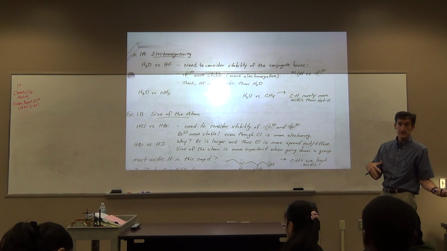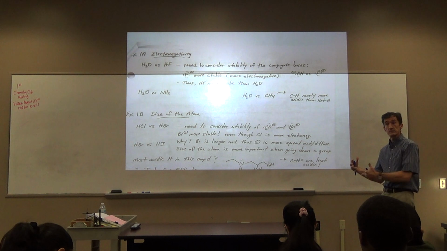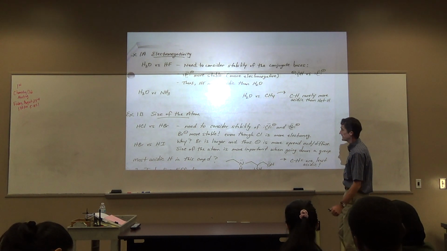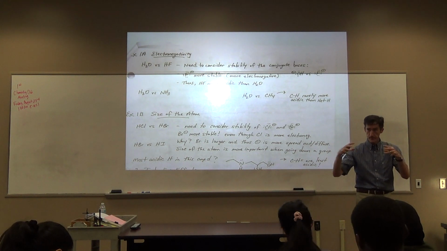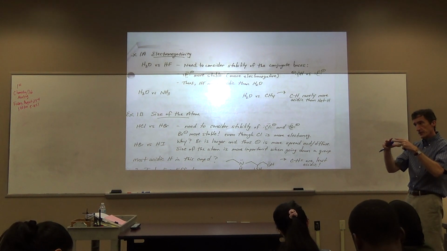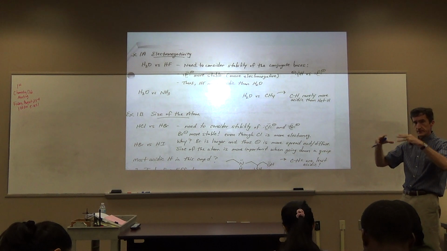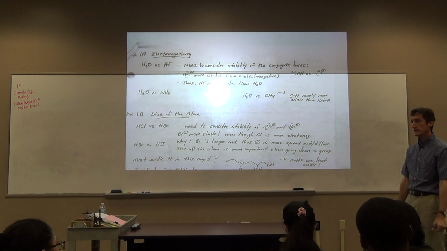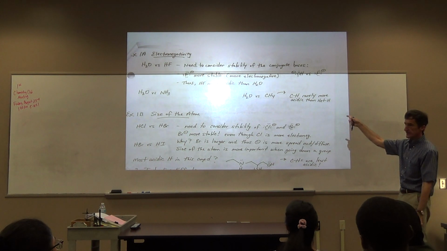If HBr is more acidic, that tells you that Br minus must be more stable. The question is, why is Br minus more stable? Not because of electronegativity, but because it's bigger. And the charge is spread over a bigger nucleus, a bigger atom. And if the charge is more spread out, that's better, and that actually beats electronegativity.